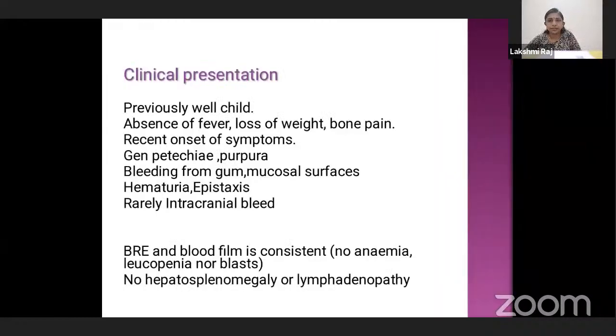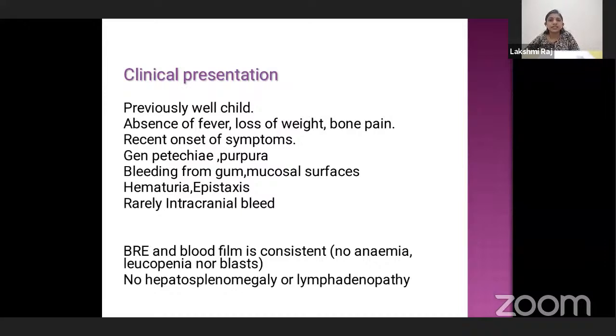So clinical presentation. How does the child present to you with ITP? The child will be previously well. There will be no significant past history. There will be no fever, no history of loss of weight, no bone pain. Loss of weight and bone pain are very important aspects that we have to ask in history because they are suggestive of a malignancy. Whenever there is a decrease in one or more of the cell lines, we always have to keep malignancy in mind, because bone marrow infiltration is one of the reasons for a decrease in one of the cell lines.